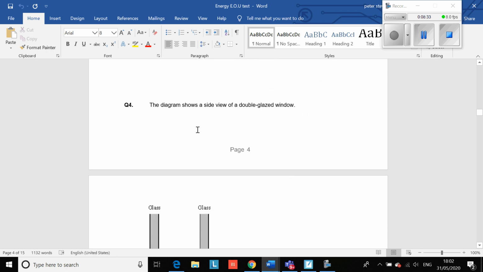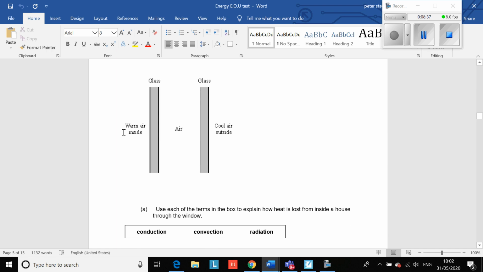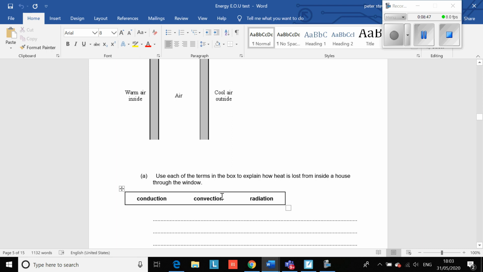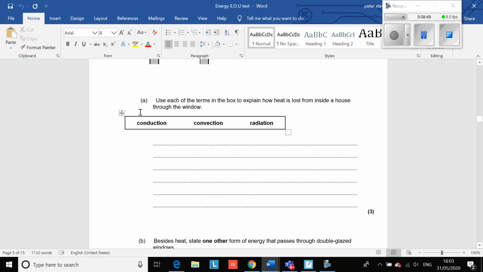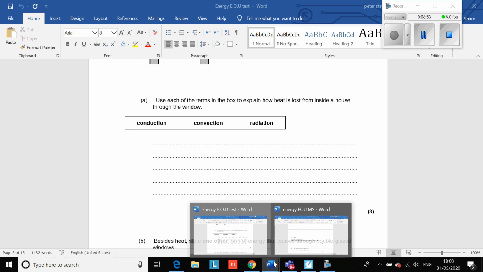The diagram shows a side view of a double glazed window. So you've got inside the house, you've then got glass, air, and then another panel of glass, and then cool air outside. Use each of the terms in the box to explain how heat is lost from inside the house. Conduction, convection, radiation.